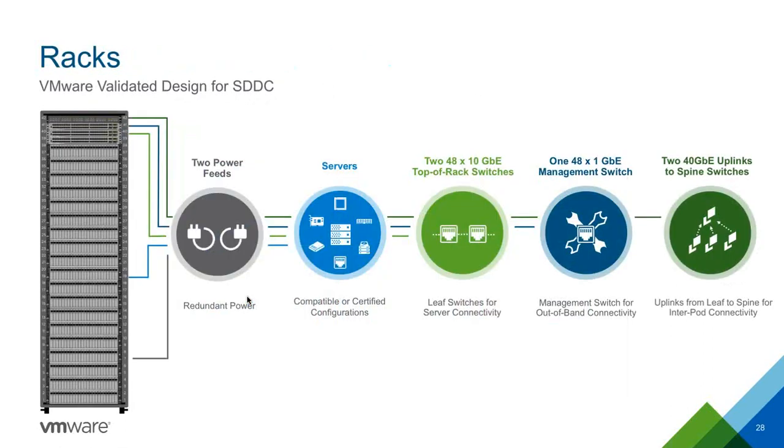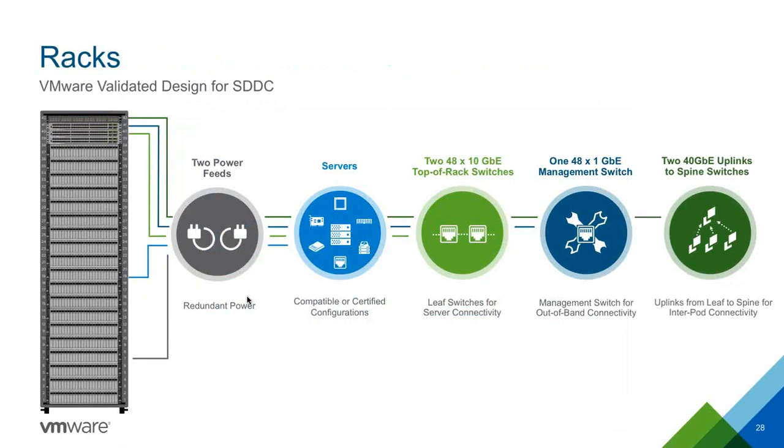If you look at our racks, they're pretty standard guidance. You'll see dual power supplies are fed, so we can have redundant power. Our servers, you want to make sure they meet the requirements. I mentioned that for the management pods, we use vSAN ready nodes because they're certified configurations. But for other workloads, edge and compute pods, you can use anything that's on the VCG, the VMware Compatibility Guide.